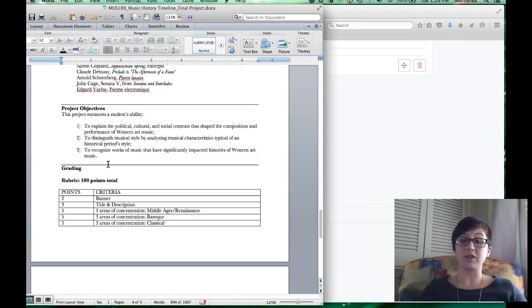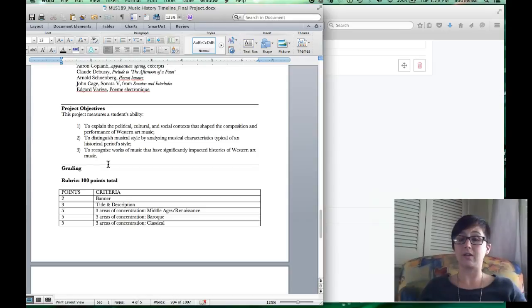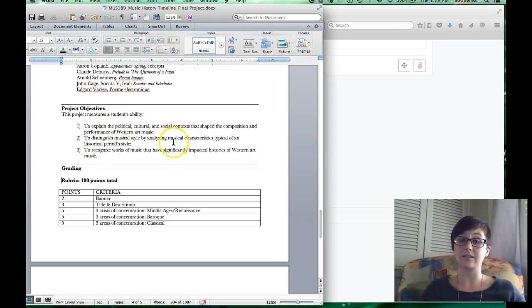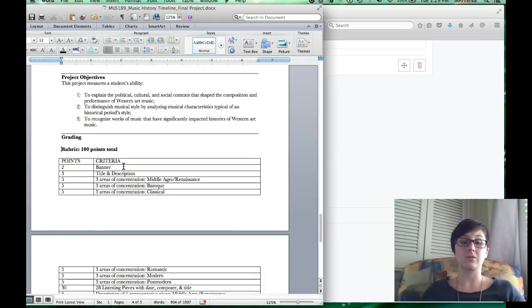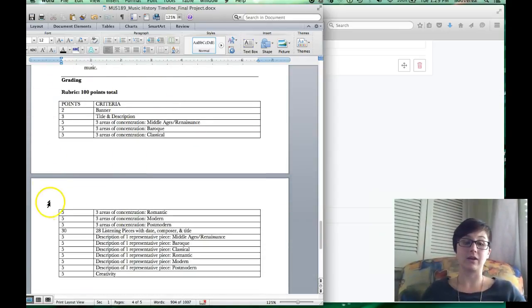In terms of the project objectives, this is the final project. So this is how I, instead of doing a traditional multiple choice exam, can still measure that you are able to explain the contexts that shape the composition and performance of Western art music, as well as distinguish musical style by analyzing musical characteristics typical of a historical era. And by putting those works in order, you are also recognizing works of art that have significantly impacted histories of Western art music. In terms of the grading, the rubric is outlined very, very clearly.